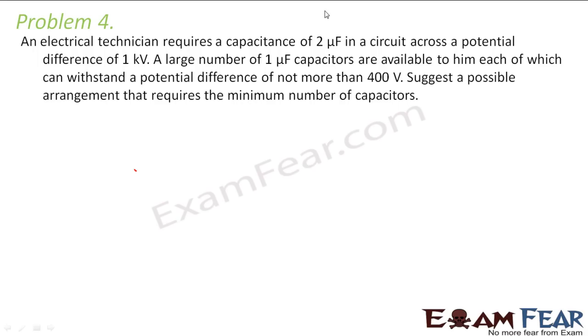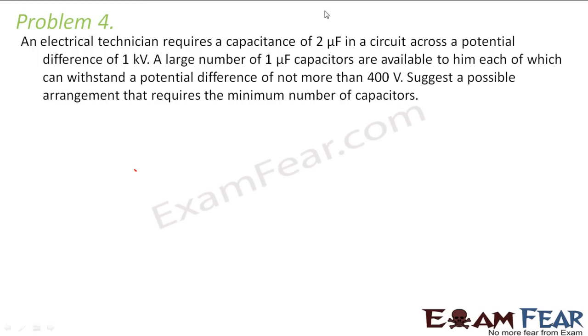Okay. He has several capacitors of 1 microfarad. Now you will say, okay, join the 1 microfarad capacitors in parallel combination, so the equivalent capacitance will be 1 plus 1, 2. But it also has a condition that it should be able to withstand a potential difference of 1 kilovolt. Whereas each of these 1 microfarad capacitors cannot withstand anything more than 400 volts. So you have to arrange the capacitors in such a way that the equivalent capacitance is 2 microfarads, and at the same time, the arrangement should be able to withstand a potential difference of 1 kilovolt.